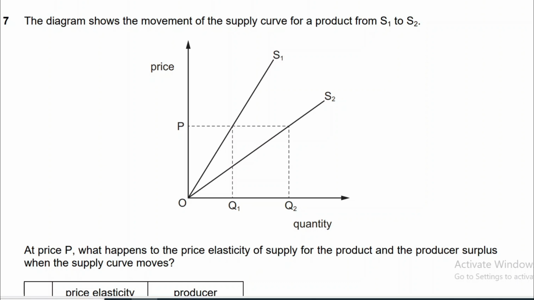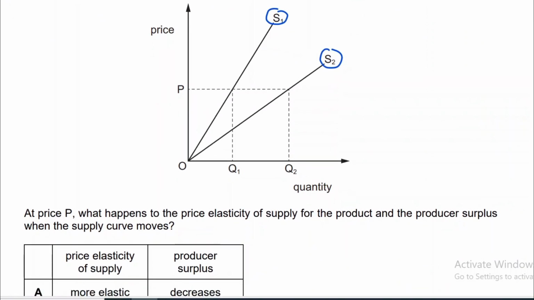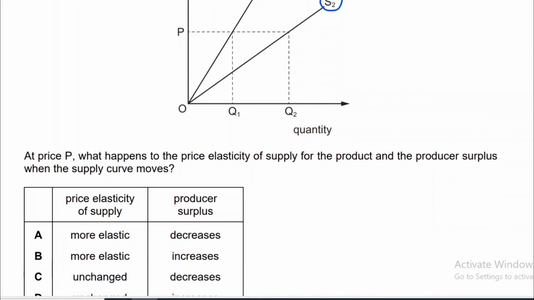And question number 7 says the diagram shows the movement of supply curve for a product from S1 to S2. Initially S1 is the supply curve, new supply curve is S2, right? So there is movement of supply towards right. And examiner says at price P, so this is price P, what happens to the price elasticity of supply for the product and producer surplus when the supply curve moves?